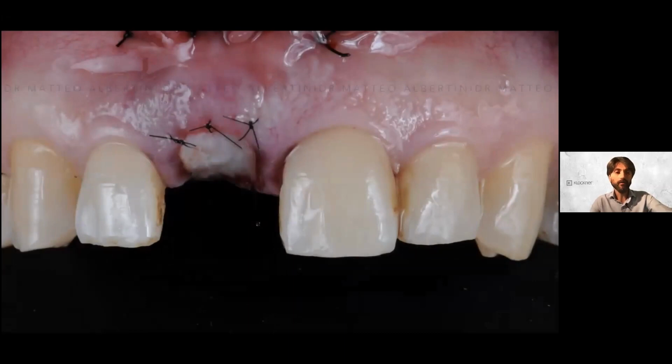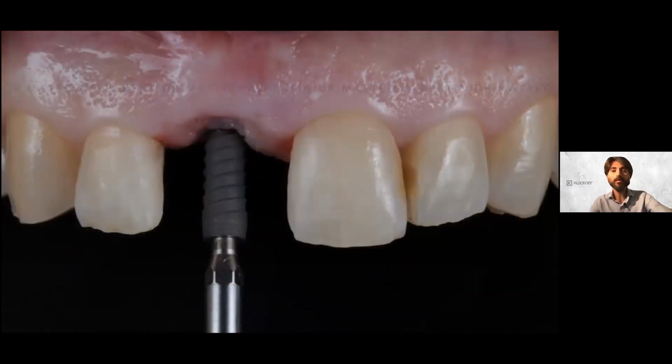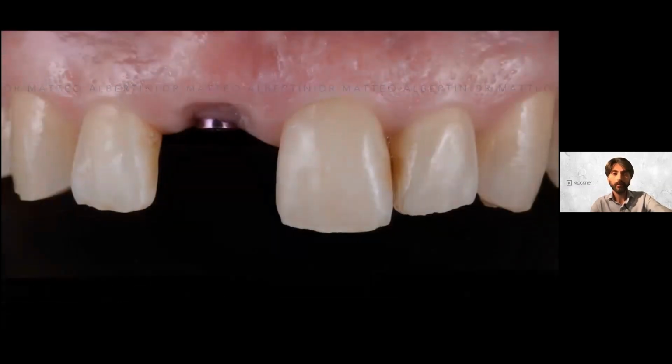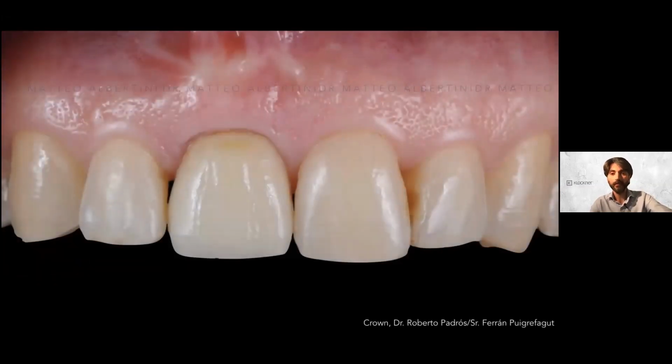So after having used the technique, we generally put a Maryland bridge, and then we wait for 8 months. After 8 months, we put the implant transmucosally. Then, generally we wait 6 weeks and we restore the case. This is the restoration by Roberto Padros.